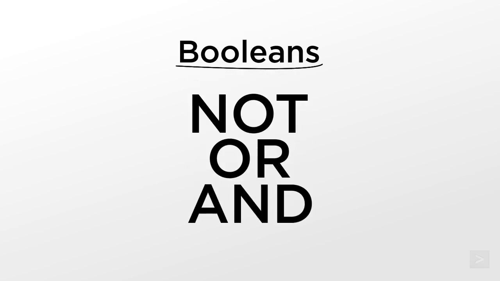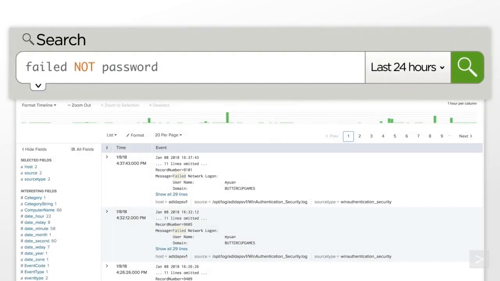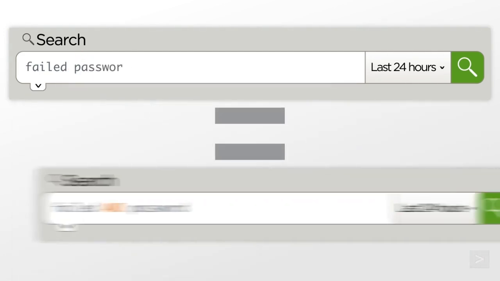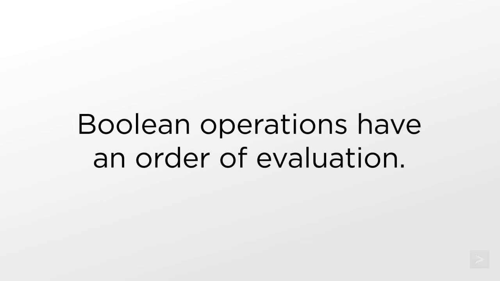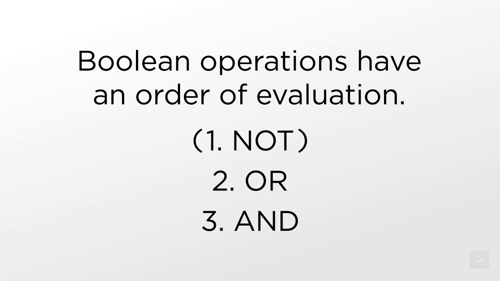Uppercase booleans of AND, OR, and NOT can be used with multiple terms. So if we want to see events with the text failed, but not password, we add a boolean of NOT. Or, for all events containing the text failed or password, we use an OR boolean. If no boolean is used, AND is implied. Boolean operations have an order of evaluation, using NOT clauses first, then OR, and finally AND. Parentheses can be used to control the order of evaluation.